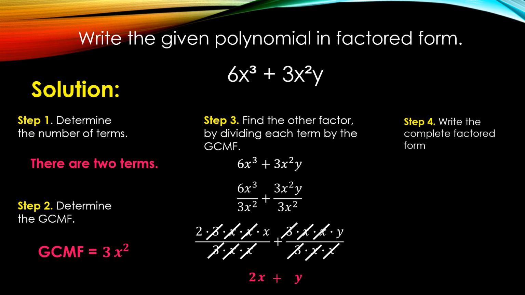Step 4. Write the complete factored form. To write the complete factored form, first you write the common monomial factor, which is 3x squared. And you multiply it with the other factor, which is 2x plus y. Conclusion. The factored form of 6x cubed plus 3x squared y is equal to 3x squared times 2x plus y.